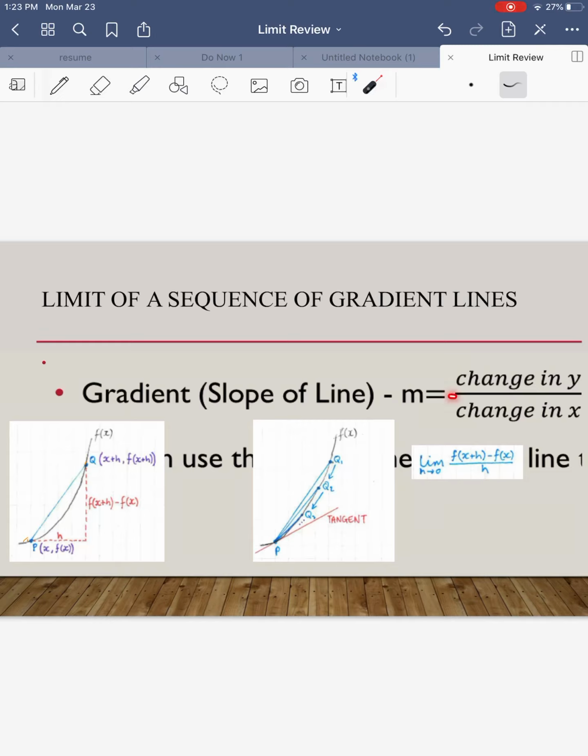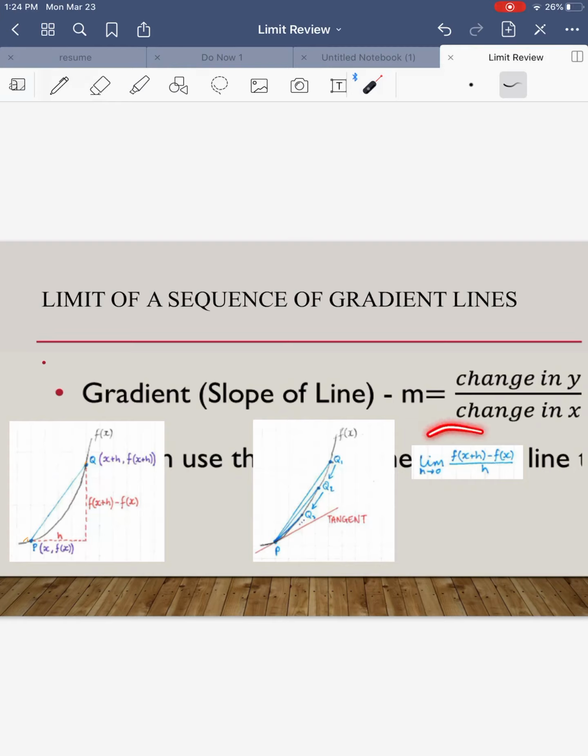And so if we're doing change in y, we take the difference. So this minus this, that gives us the difference. So we get f of x plus h minus f of x. To get the change in x, we have x plus h minus x, which is just simply h.